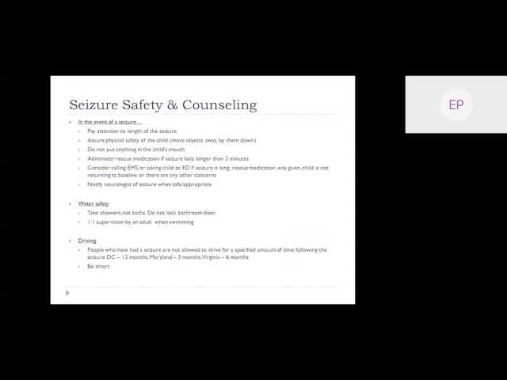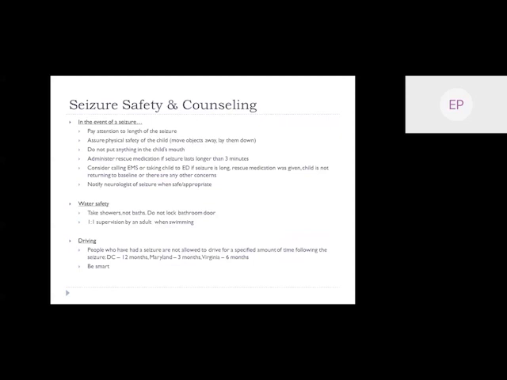Assure physical safety of the child. So that may be by laying them down and moving objects away. If they're on an elevated surface or any place they can injure themselves, taking them down from there. Not to put anything at all in the child's mouth for the duration of the seizure, or as long as they're altered and not acting like themselves. Of course, administer the rescue medication if the seizure lasts longer than 3 minutes.